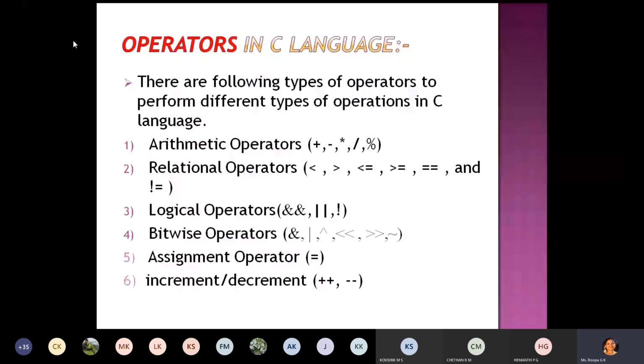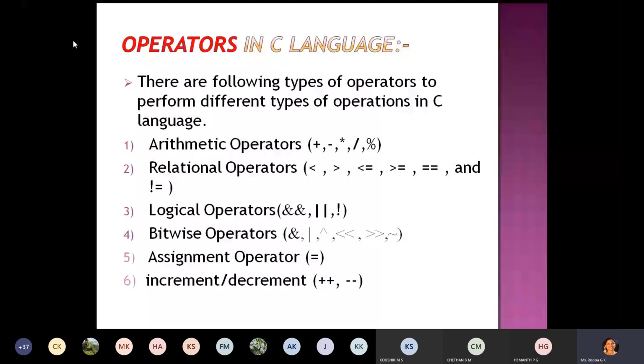Actually, an operator is a symbol that operates on a value or a variable. For example, if we consider arithmetic operators, plus is an operator to perform addition, minus is for subtraction, star operator is for multiplication, slash is for division, and percentage is for modulus operation. Then second category, I will explain in brief.